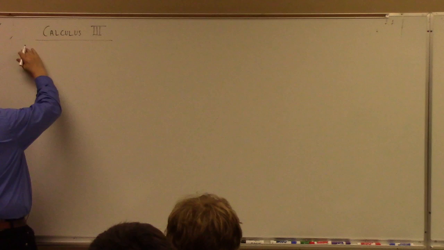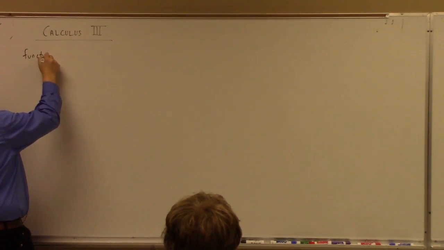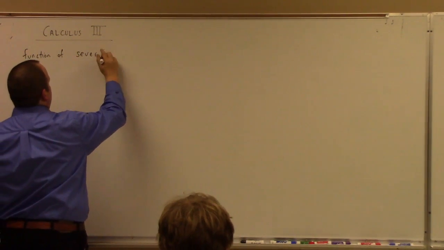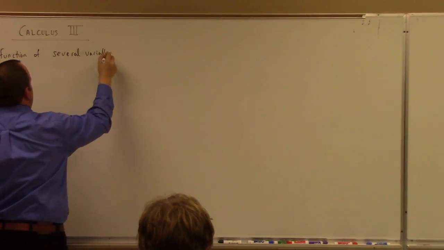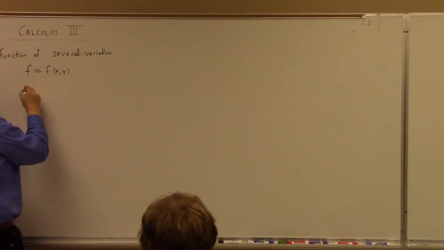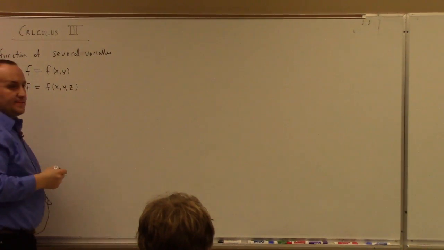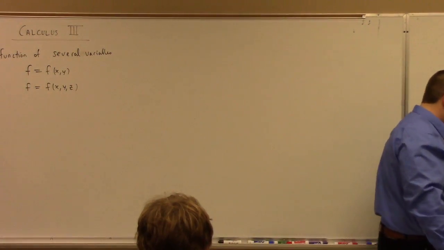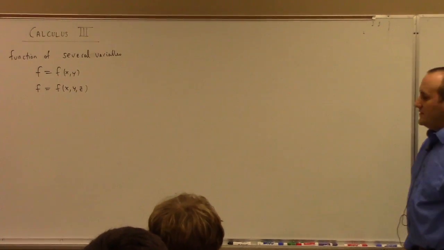The first idea I have to talk to you about is basically what's a function of several variables. This is not terribly complicated. Several variables. Okay. So you might say f equals a function of x and y, right? Or you might talk about f being a function of x, y, and z. So here, x and y are independent variables, or x, y, and z are independent variables. Functions of 2 or 3 variables.